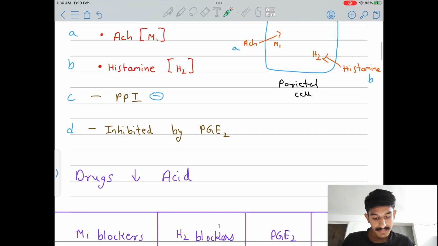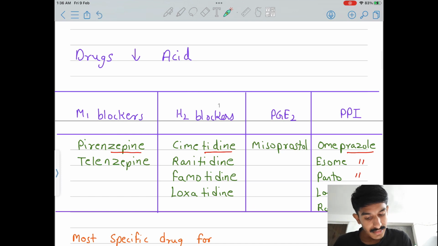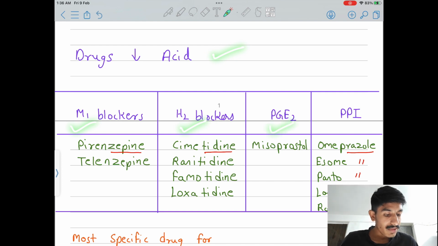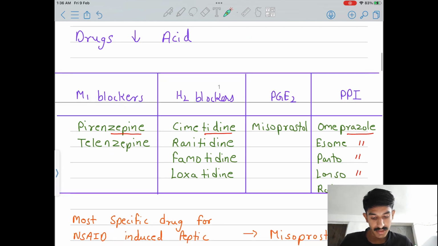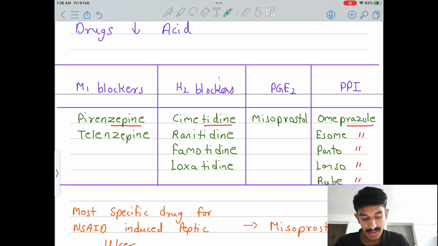So as you can see here, acid lowering drugs: first M1 blocker, H2 blocker, PGE2 analog, and proton pump inhibitors. In M1 blockers there are two examples, pirenzepine and telenzepine. At the ending you can see "zepine"; it's an M1 blocker. This is a common ending every drug in the class has, so you can just look at the ending and know which drugs they are. Like M1 blockers have "zepine". For H2 blockers, the same thing applies: the ending is "tidine", like cimetidine, ranitidine, famotidine, and roxatidine.